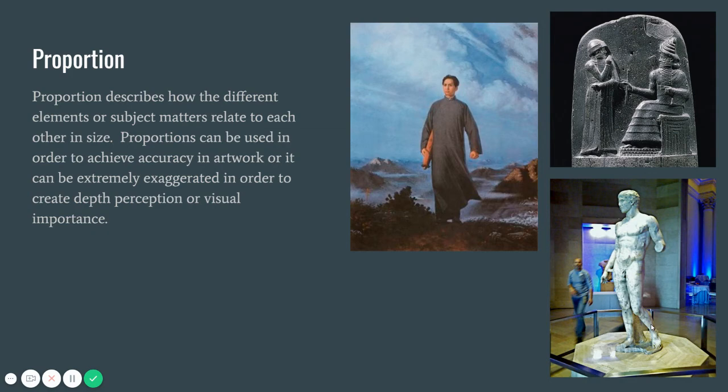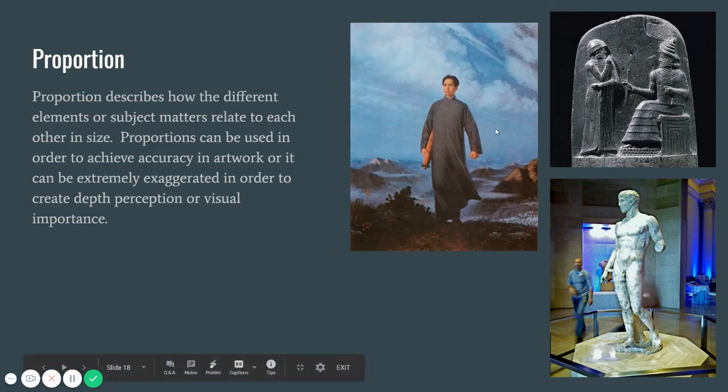But also proportion can be completely exaggerated in order to create visual importance in an artwork, or maybe you're using proportion and scale to also convey depth in artwork, because we know when we looked at foreground, middle ground, and background, right, the tree in the foreground is going to be much, much larger than the mountain in the background, right? Because when we play with those proportions, it helps us understand depth. But it can also just show that there's importance.